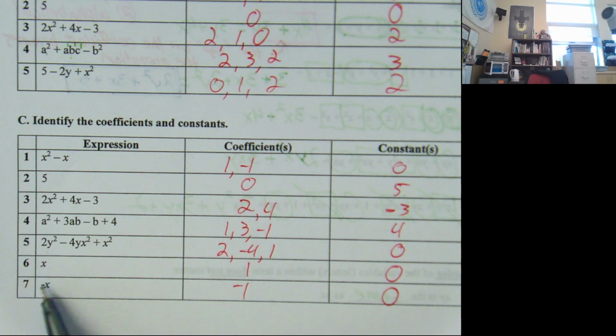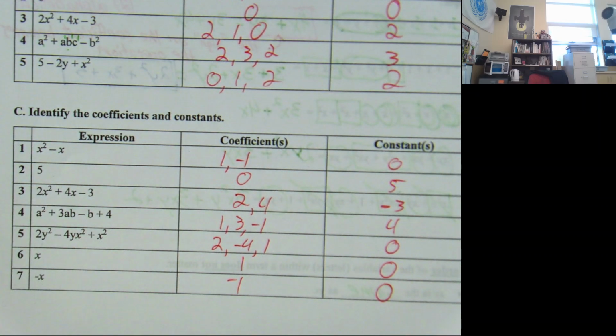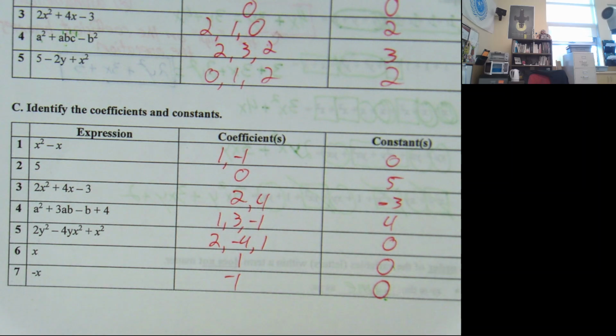This guy would be 1. This guy would be negative 1. And there are no terms without letters in either of those 2 questions. So the constants there as well, 0 and 0.